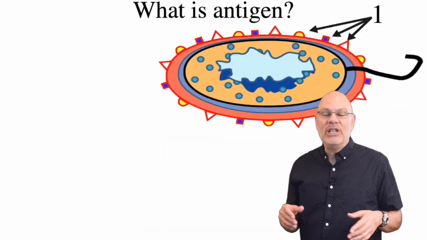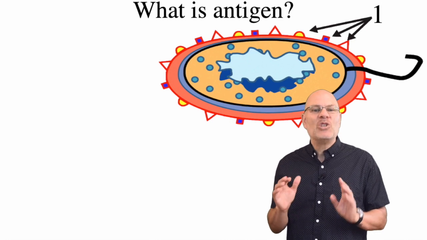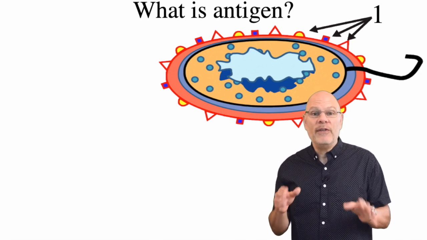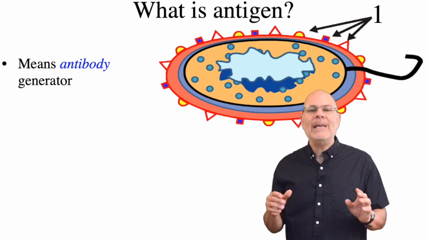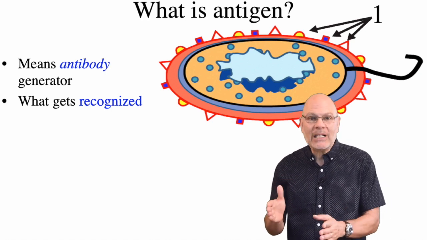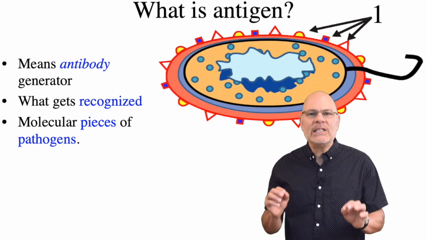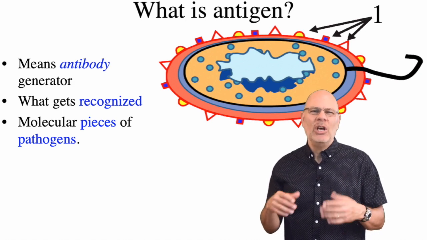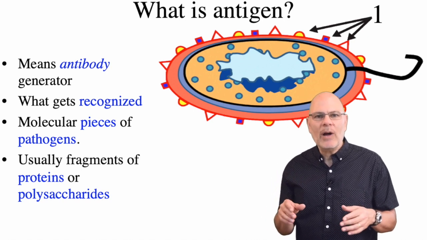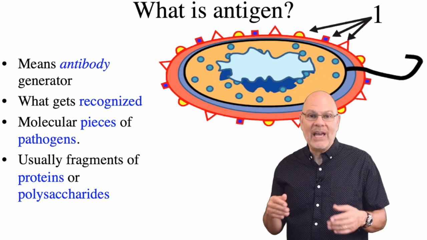The term antigen is one of the most important terms in understanding the specific immune response. It's a relatively new word, invented about 100 years ago as scientists were figuring out how immunity worked. It means antibody generator. It's what the immune system recognizes and responds to. It's not an entire pathogen, but a piece of the molecule from the pathogen, usually a fragment of a protein or a polysaccharide. In this diagram, the different shapes indicated by the arrows at 1 all represent antigens.